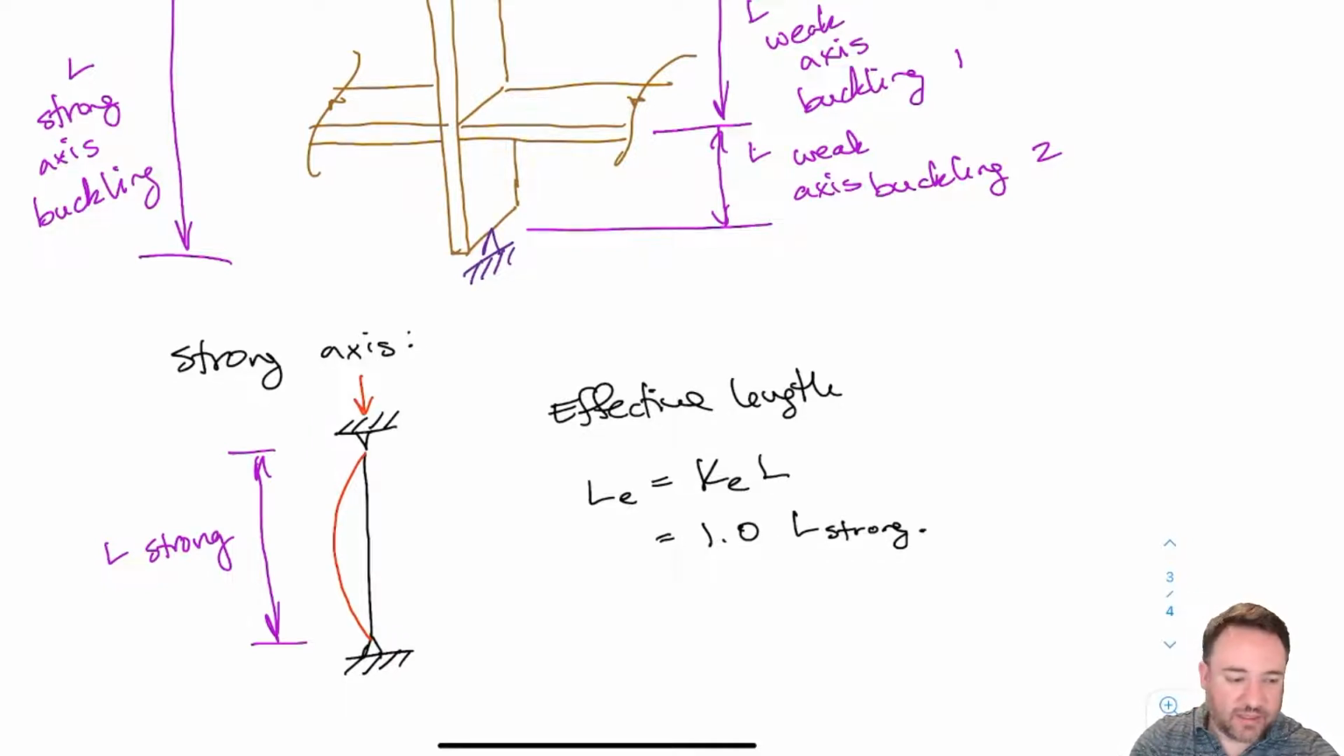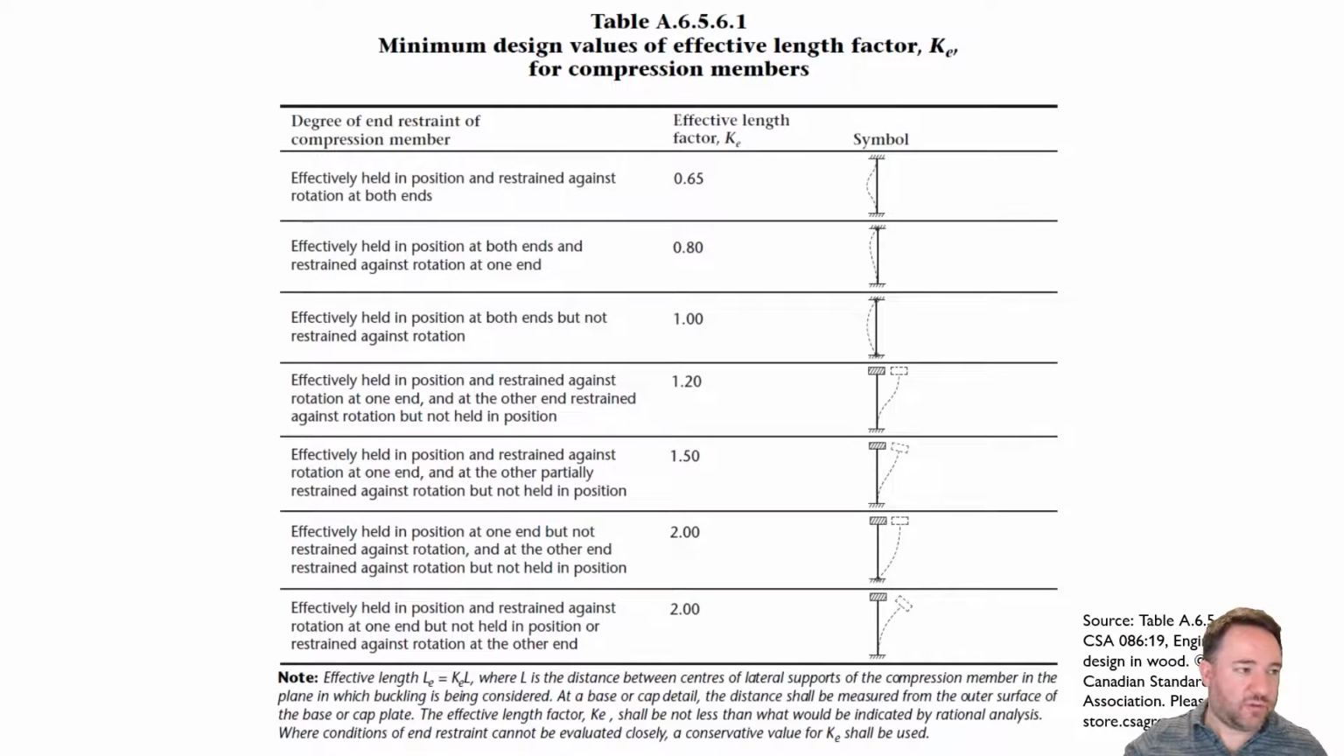Now, if I want to look at a whole bunch of cases for this, I can go to the standard, and in the standard, we have effective length factors, KE, for all different types of boundary conditions. The one we were just looking at is the third one here, which is held in position at both ends, but not restrained against rotation. So this is a pin-pin situation, and you can see the KE equals 1.0.